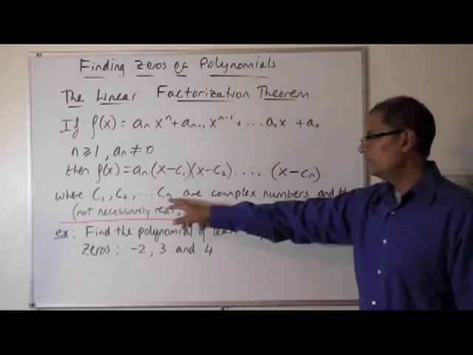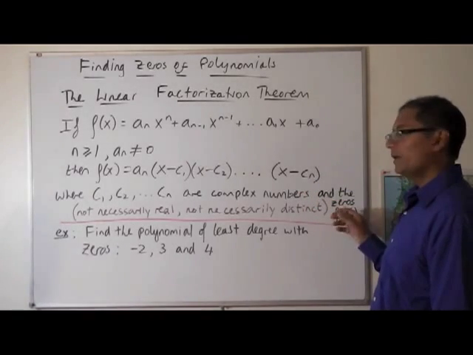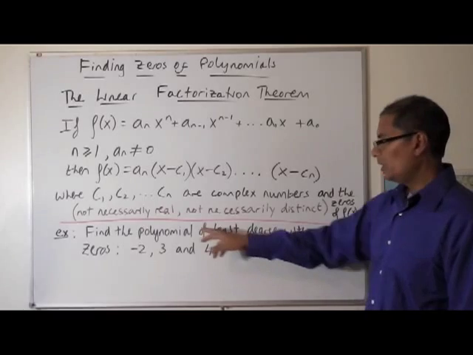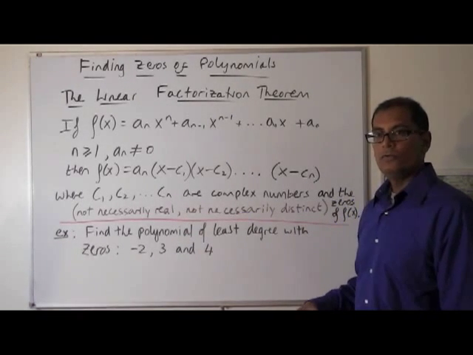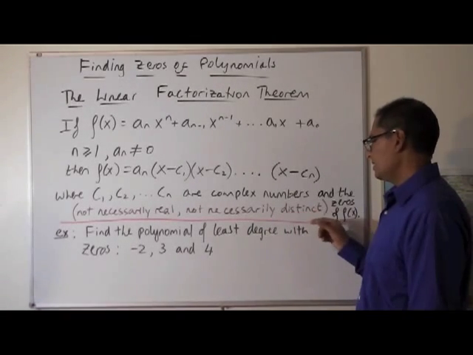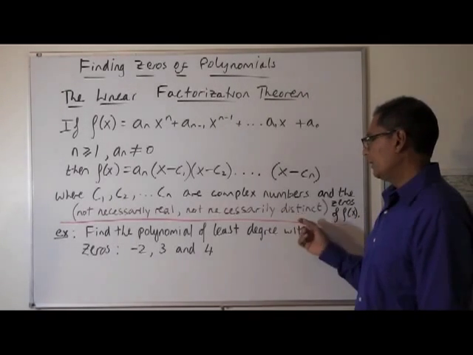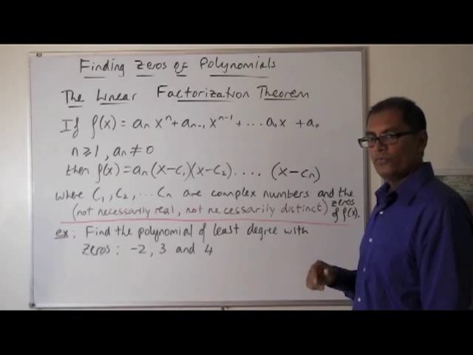But these c1 through cn are actually the zeros of the function. They're what make this function zero, and they're not necessarily real because they could be imaginary. Complex numbers include real and imaginary, and they're not necessarily distinct. So they could be the same if there's multiplicity on a zero. Some of these could be the same. So what this allows us to do is form polynomials.